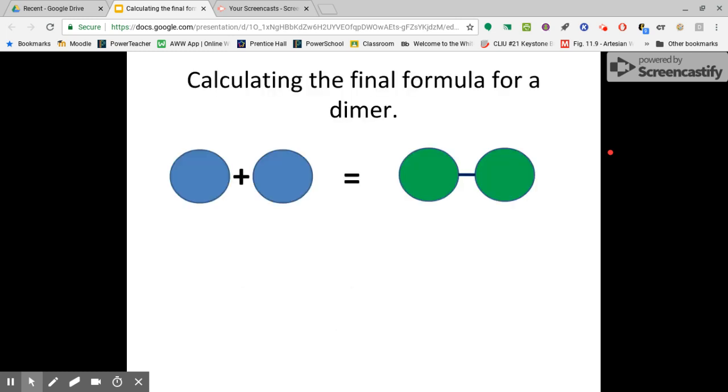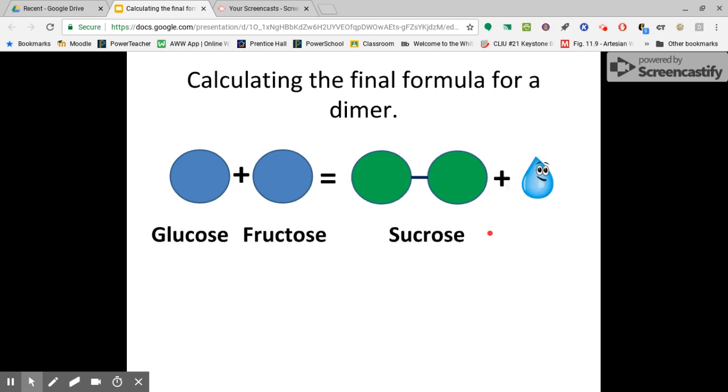So the first one we're going to work with is something that is called a dimer, or for example, a disaccharide, something that is composed of two individual units combined together. So to calculate the final chemical formula, you're going to take the chemical formula for the first one, and add it to the chemical formula for the second, and that will give you the chemical formula for the final molecule. But we have to remember, when we do dehydration synthesis, one of the products is water, and that water actually comes from the individual monomers. So it will have to be subtracted. So let's look at an example.